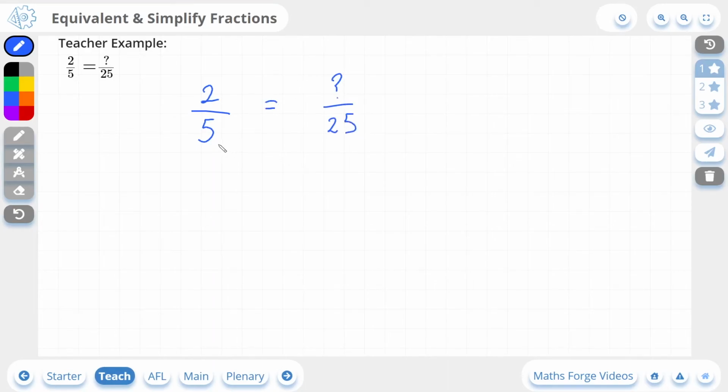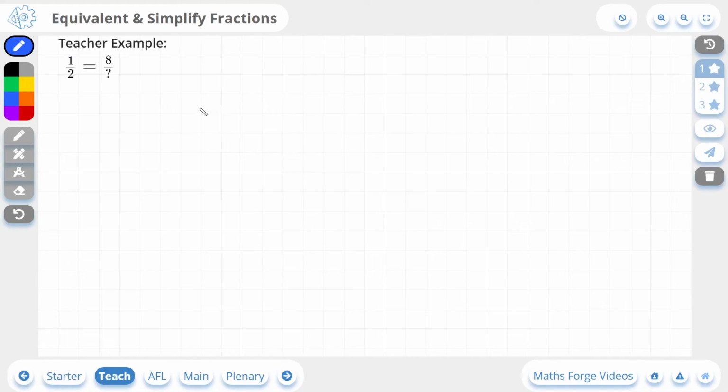You have to think to yourself, okay, from 5 to 25, what can I multiply by? Well, the answer is times 5. And this multiplier to get from 5 to 25 applies to the numerator as well. It applies to this 2. So you have to take this 2 and multiply it by 5 as well to get to your unknown, this question mark here. And of course, 2 times 5 is 10. So the question mark is equal to 10. And if we just check our answer, there it is.